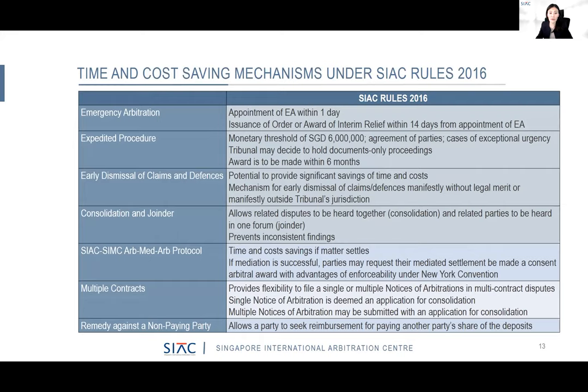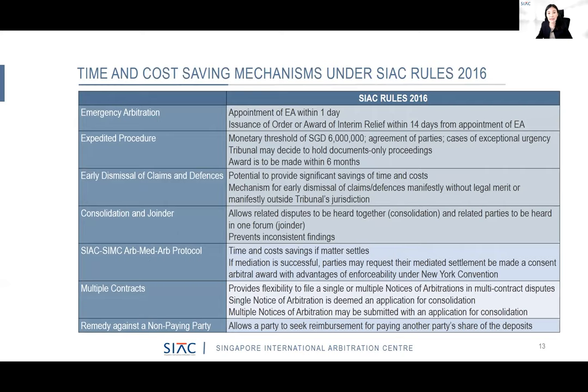So first off, under our rules, a party can ask for an urgent interim relief even before a tribunal is constituted through our emergency arbitrator procedure. I understand that in some IP disputes, such as to protect trade secrets, it can be of key importance to obtain an urgent injunctive relief. Being the first institution in Asia to introduce this provision some 10 years ago, we have the advantage of experience and we are able to do this despite COVID.